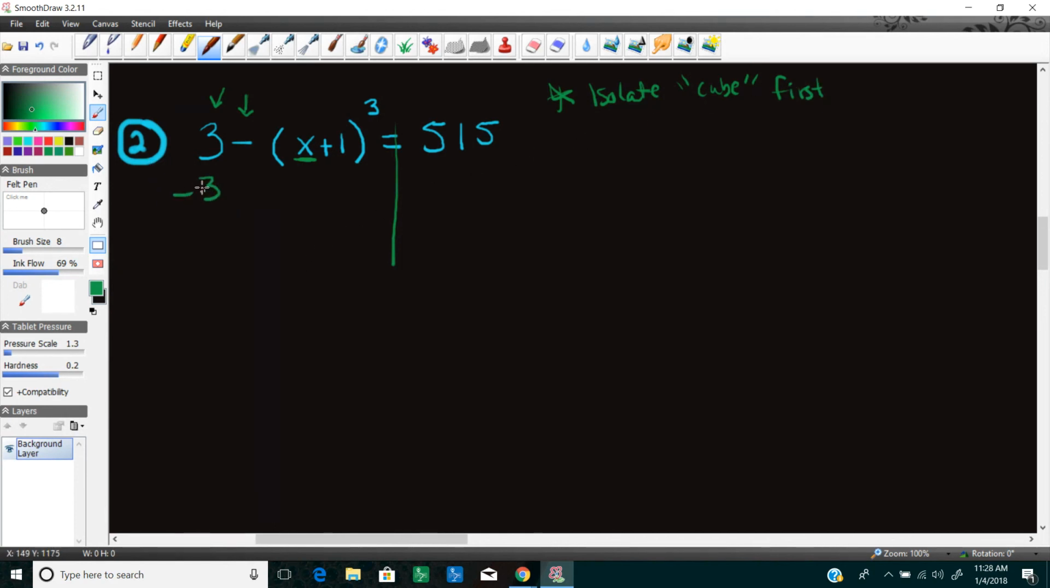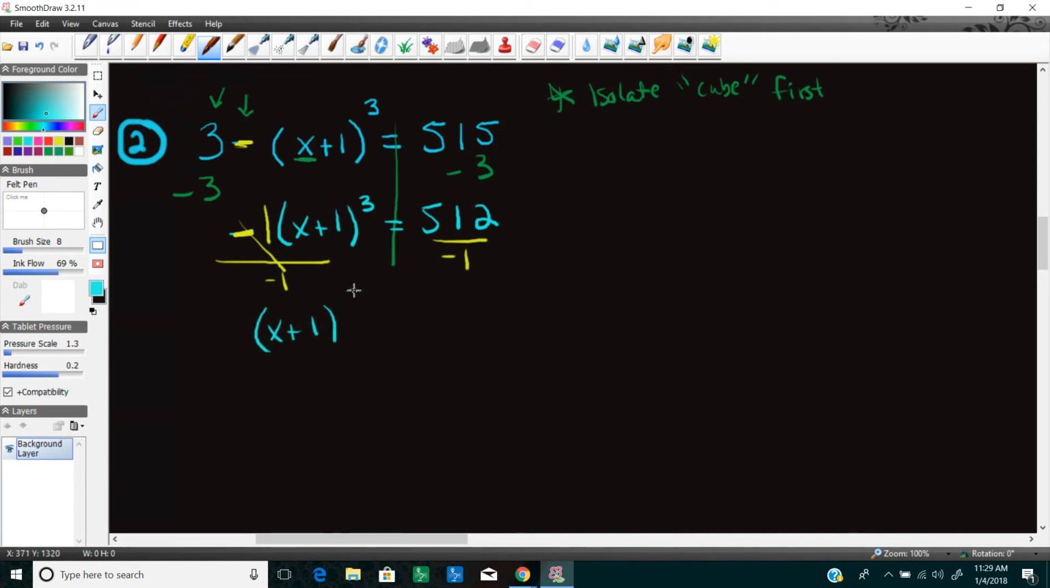So I'm going to do minus 3, because this is positive 3. And that's going to leave me with negative x plus 1 cubed is equal to 512. Notice that this negative right here is still there. Do not just delete it all of a sudden. We have to get rid of it. To get rid of it, remember this is an imaginary 1, we can divide both sides by negative 1, and that will leave us with x plus 1 cubed is equal to negative 512.